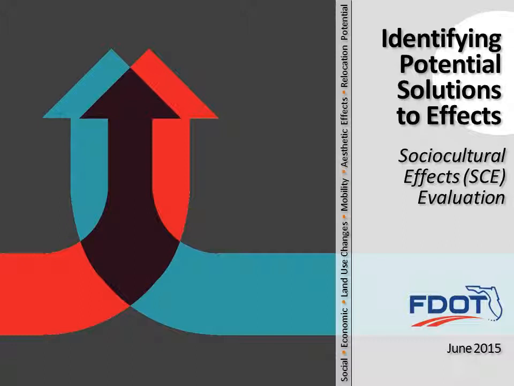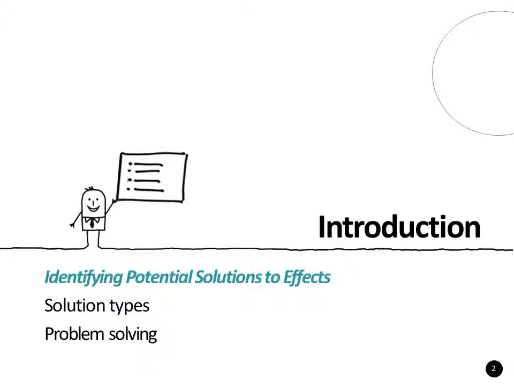Identifying potential solutions to effects is part of a video series providing guidance for sociocultural effects evaluations for transportation projects. This training has two parts. The first part examines the hierarchy of solution types commonly used in transportation planning and project development. The second part provides considerations for problem solving and a general process for identifying acceptable solutions.